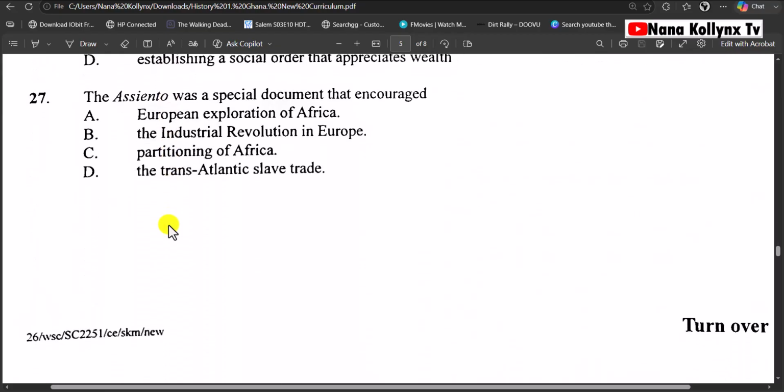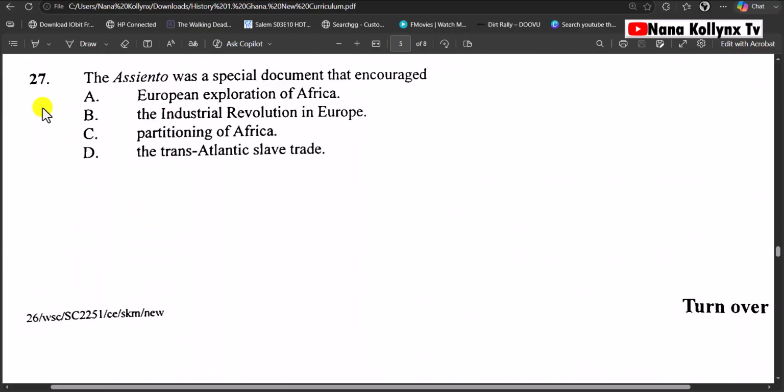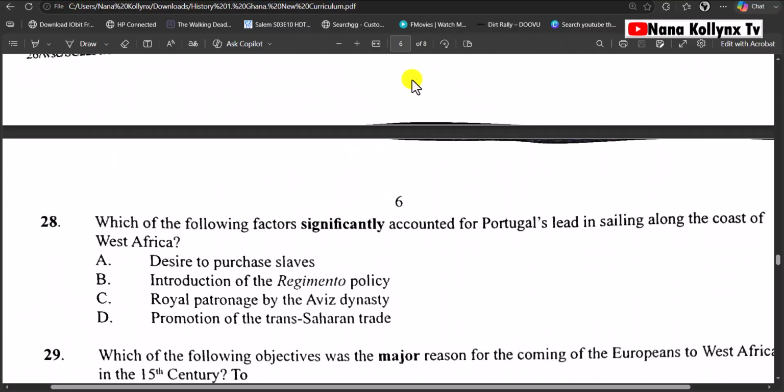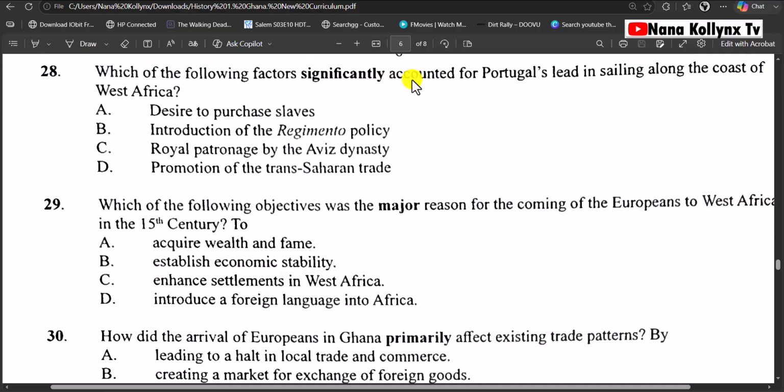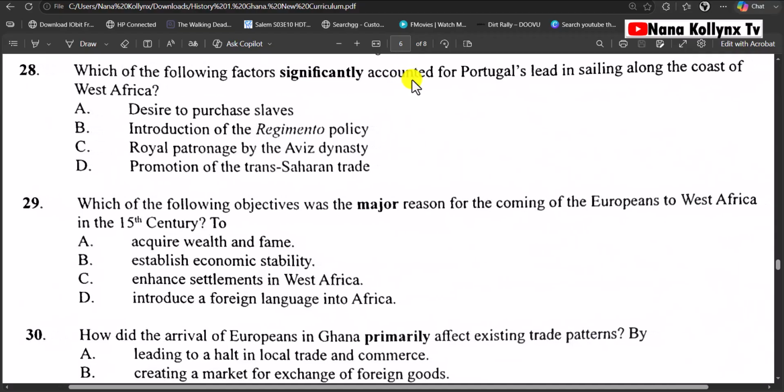Let's move to 27. The Asiento was a special document that encouraged. Let's go to 28. Which of the following factors significantly accounted for Portugal's lead in sailing along the coast of West Africa?